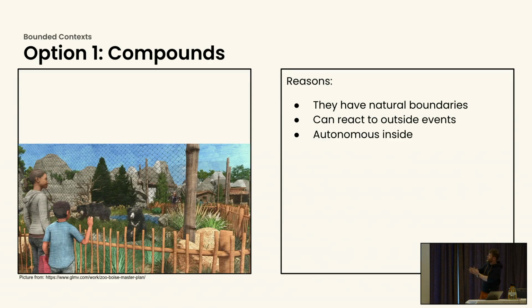The first option is we can use the compounds, because they have a natural boundary in which they can react to events outside, like visitors waving, or maybe the zoo staff gives them food so they can feed the animals. Sometimes that happens. But inside, they are pretty much autonomous.